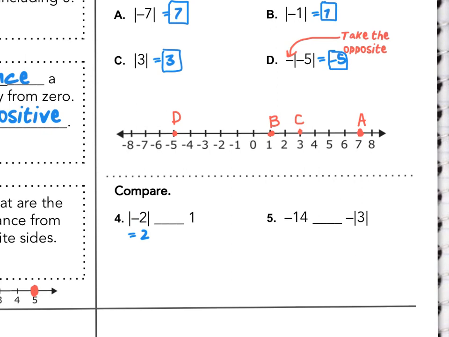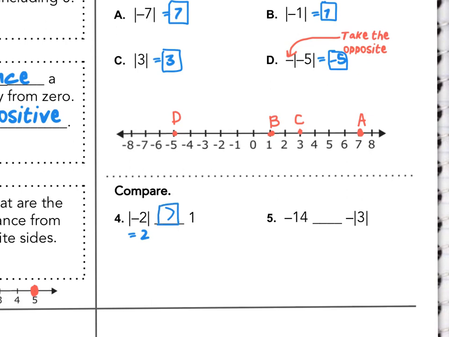And now after we solve that, we can now compare it. So we have 2 and here we have a 1. Well, 2 is greater than 1, so we're going to write the greater than symbol and then we're going to box it.